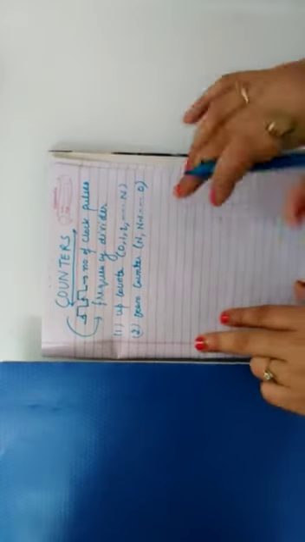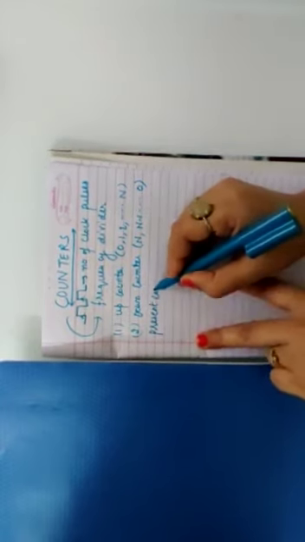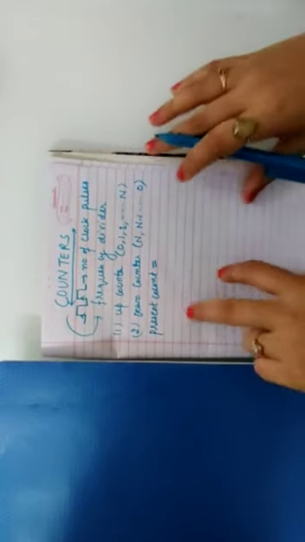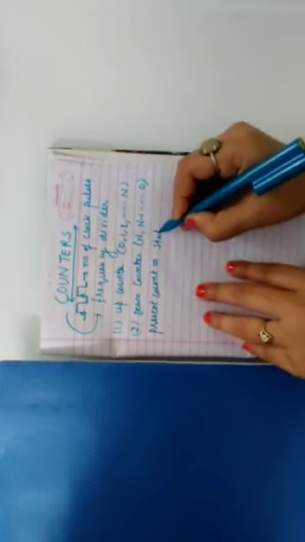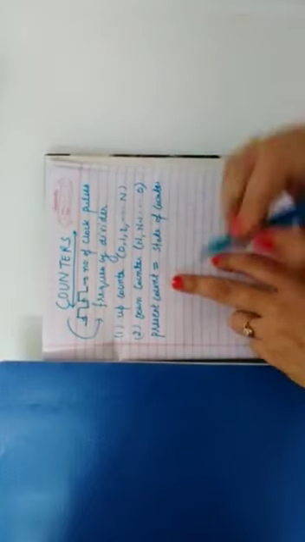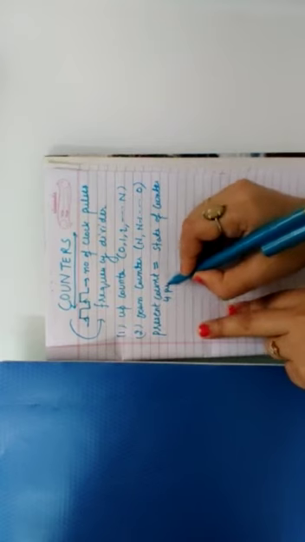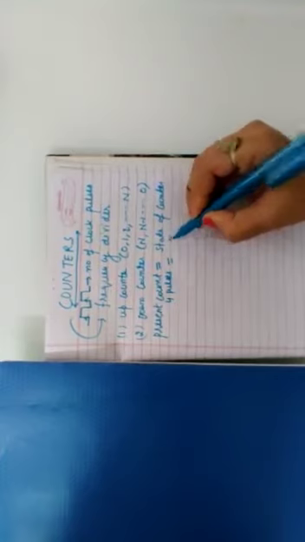Now if someone asks what is the present state of the counter, how can you calculate the present count of the counter? The present count of any counter represents the state of the counter. For example, in a particular counter, if you have given 4 pulses, then the state of the counter will be 4. So the present count, or you can say the number of pulses, represents the state of that particular counter.